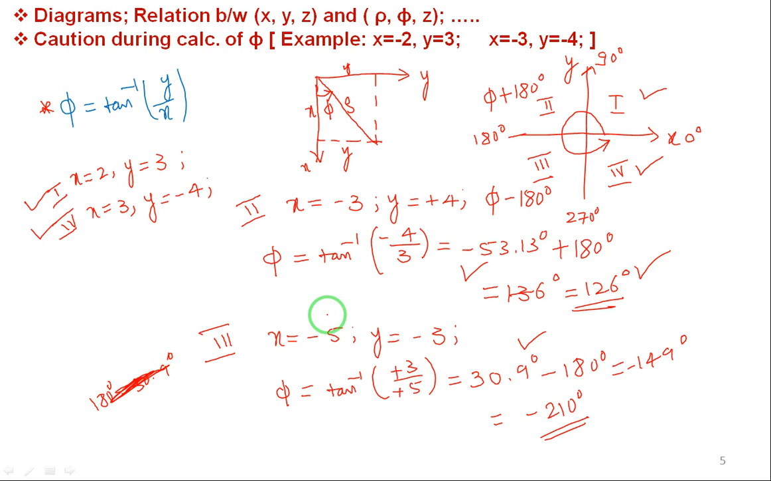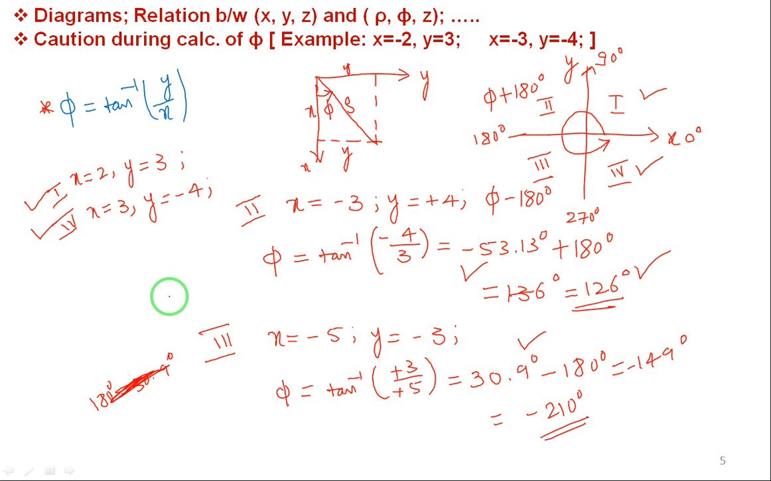Thought to calculate, but here tan inverse of x is minus 5, y is minus 3, so it is coming in third quadrant. Tan inverse of 3 by 5. Please try to calculate once again tan inverse of 3 by 5 properly, whether it is 30.9.